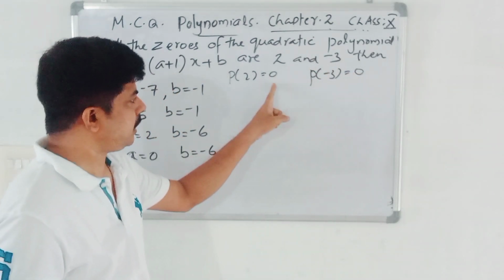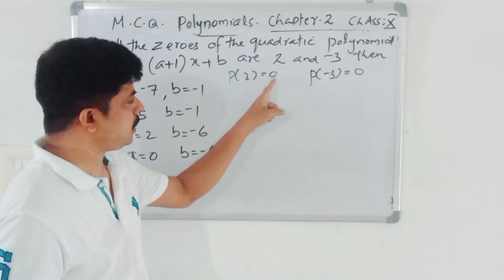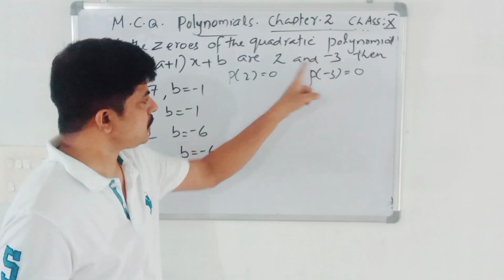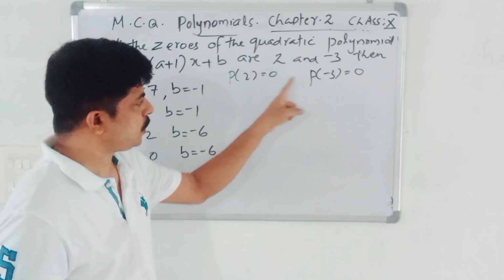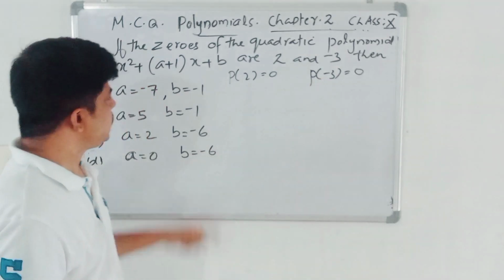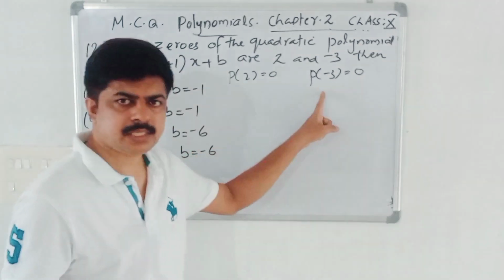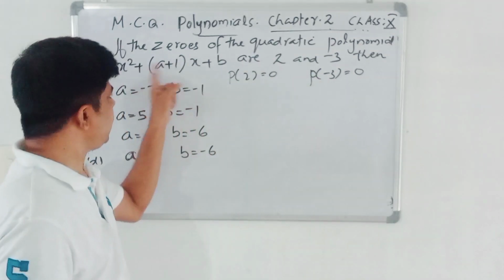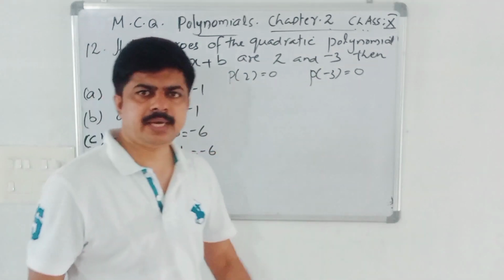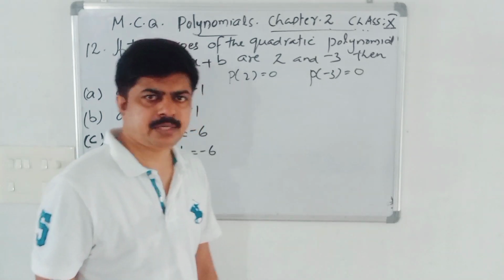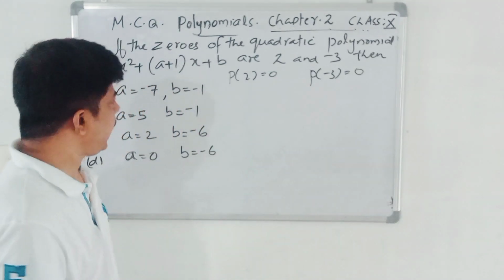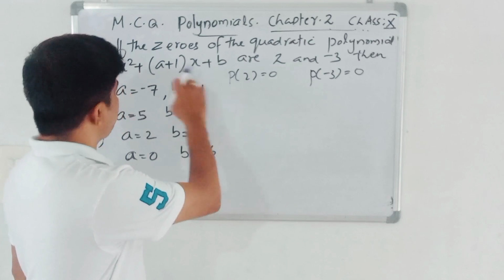According to the definition, we can write p(2) = 0 and p(−3) = 0. We substitute 2 for x the first time, and that forms an equation. Again we substitute −3, and that forms another equation. By solving equations 1 and 2, we will get the values of a and b. First let us substitute 2 for x.